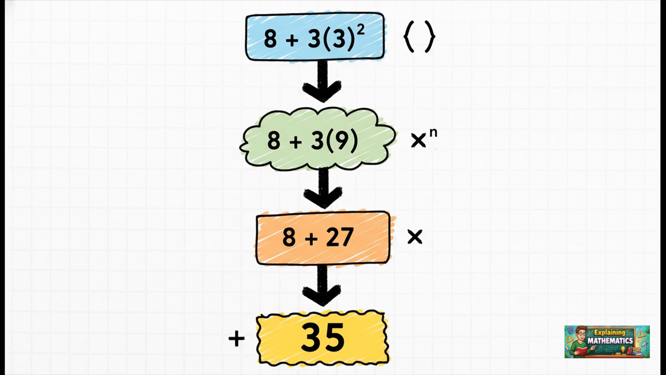3 squared is 9. Then we've got M for multiplication. 3 times 9 gets us 27. And finally, A for addition. 8 plus 27 equals 35. See, by following the rules, we get one single undisputed answer. That is the power of order.